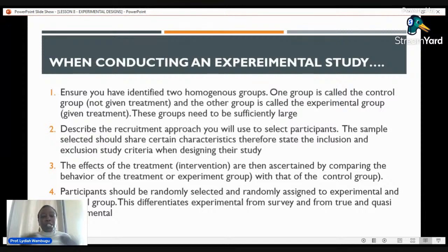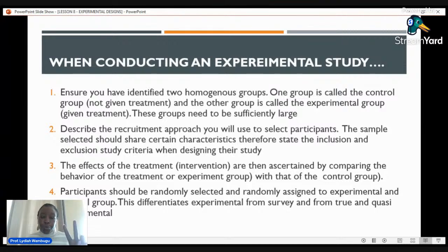If I want to deal with people who are 50 and 60, then the two groups must have people who are 50 and 60. If I am dealing with females, then it will be females and females with similar characteristics. You cannot pick a group from maybe like a slum area and you're comparing it with a group that is coming from a higher socioeconomic status. The homogeneity is very key.